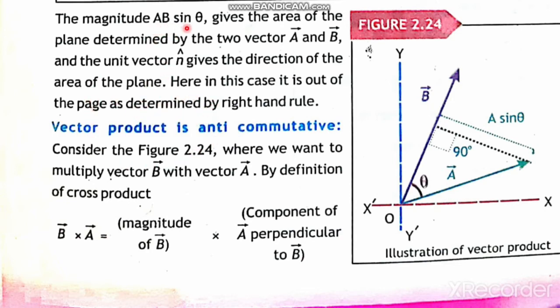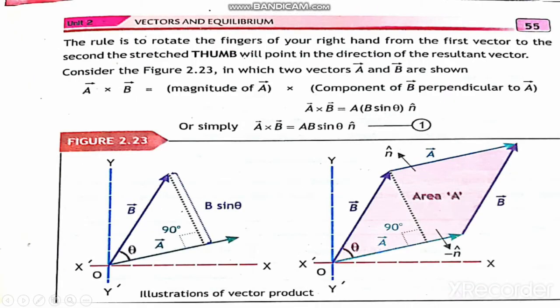So the magnitude AB sin theta gives the area of the plane determined by the two vectors A and B. The area of this parallelogram or rectangle is equal to AB sin theta. AB sin theta represents this area, and the direction is the vector area, so its direction is represented by n, and in this case it is out of the page, that is towards the reader's face. So this direction n is towards your face, and it is perpendicular to the plane.